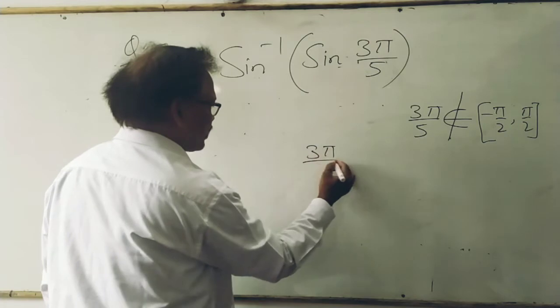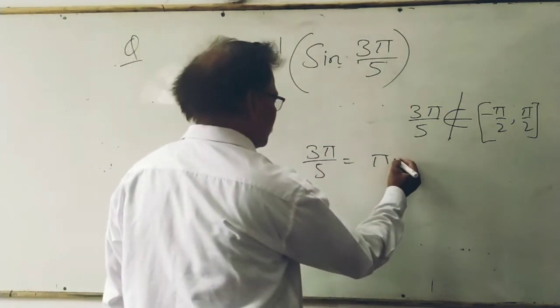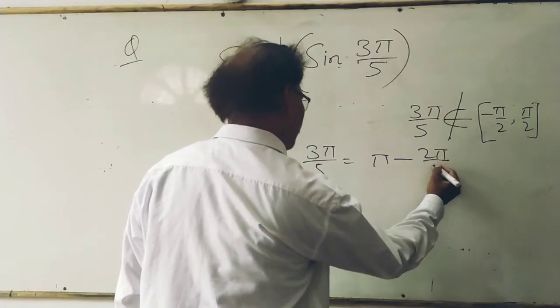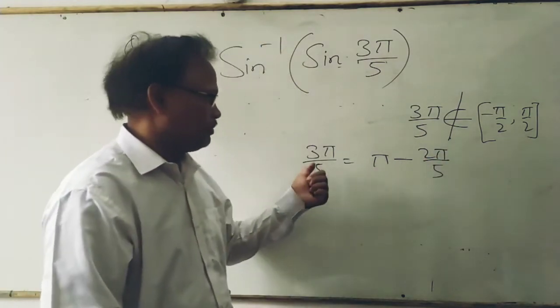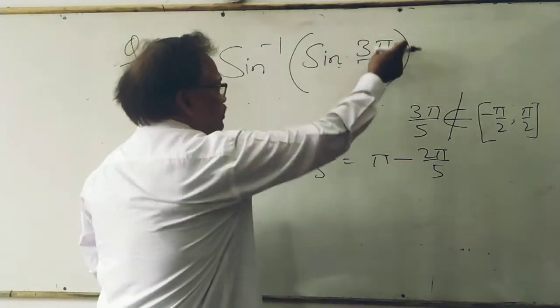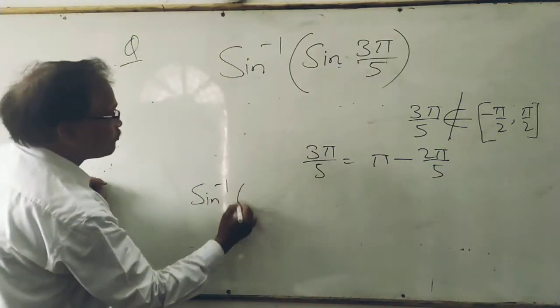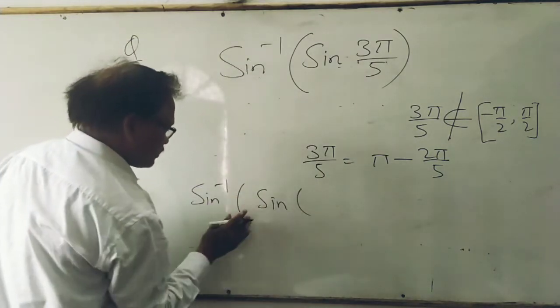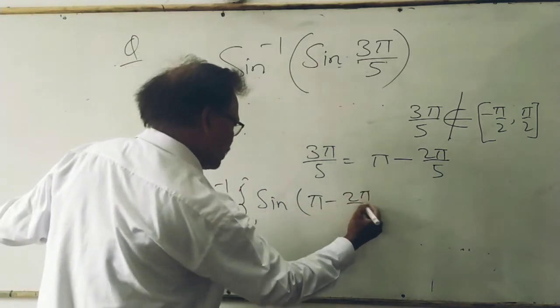3 pi by 5, can you write as pi minus 2 pi by 5? Can you write? Yes, it is equal to 3 pi by 5. Means you can write in place of this part. So what you will get? Sin inverse sin, pi minus 2 pi by 5.